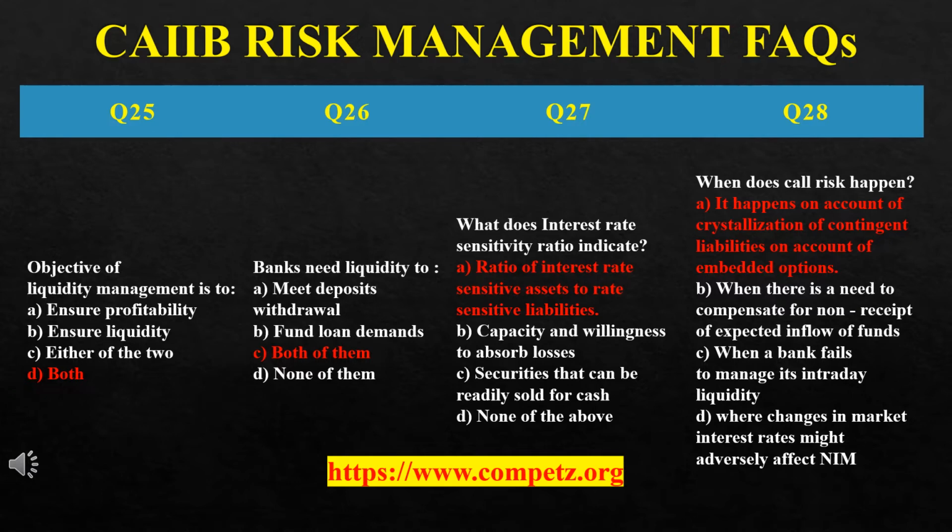The next question is, what does interest rate sensitivity ratio indicate? There are four options. The first is the ratio of interest rate sensitive assets to rate sensitive liabilities. Second is capacity and willingness to absorb losses. Third is securities that can be readily sold for cash. And the last option is none of the above three. So the answer is A. Why? Because the question they have asked is about interest rate sensitivity ratio.